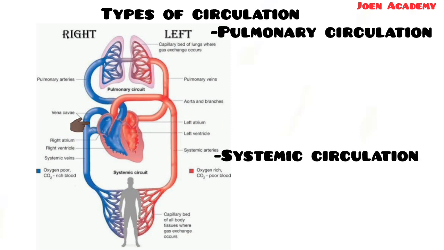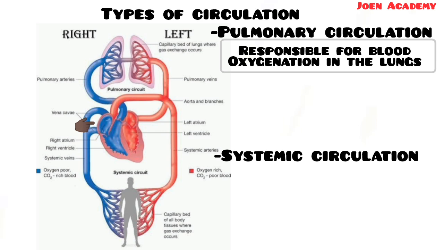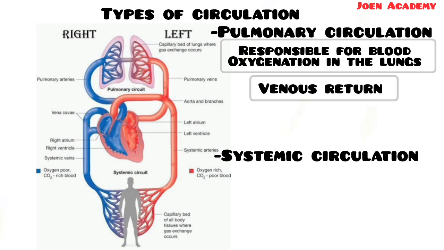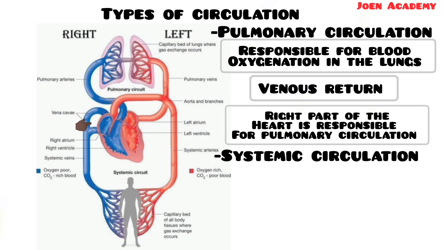The pulmonary circulation is responsible for the oxygenation of blood. In this circulation, the right atrium receives blood from the body which is low in oxygen concentration. This is actually called venous return. The deoxygenated blood that is received into the right atrium is then pumped into the lungs by the help of the right ventricle for oxygenation. Therefore, the right part of the heart is responsible for oxygenation of deoxygenated blood, which is known as pulmonary circulation.